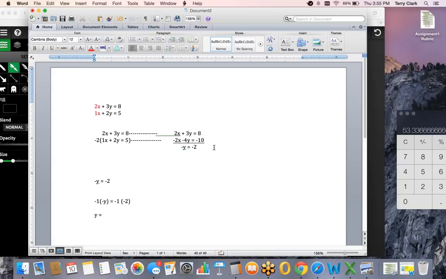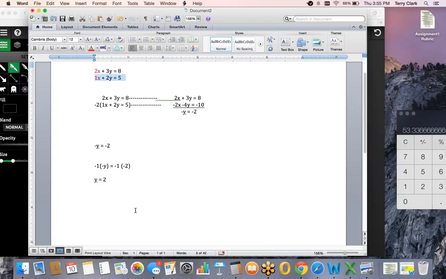So y equals 2. Now to figure out what x is, I simply got to plug the value of y into one of the equations. I'm going to plug it into the second one. So I'm going to take that second one, and for y, I'm going to plug in 2. And you could pick either one. It doesn't matter. That's the nice thing about this process.